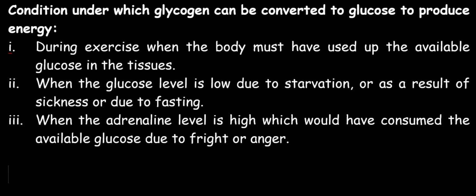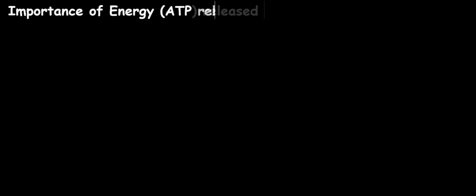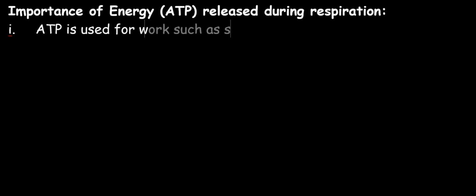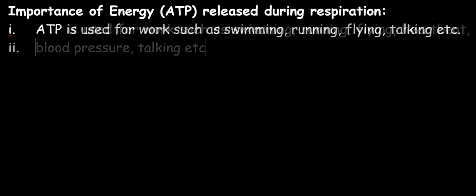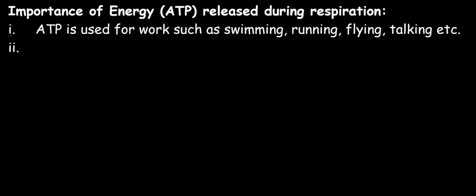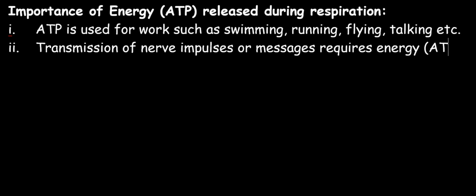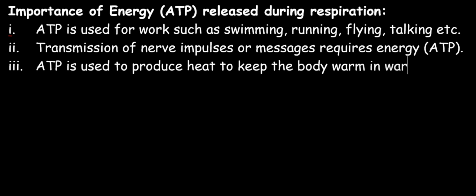The next subject matter we'll be talking about is the importance of energy, that is ATP, that is released during respiration. The following are the importance of energy released during respiration. Number one, ATP is used for work such as swimming, running, flying, talking, etc. The second importance of energy is in the transmission of nerve impulses. This transmission of nerve impulses or messages requires energy in the form of ATP. ATP is used to produce heat to keep the body warm in warm-blooded animals.